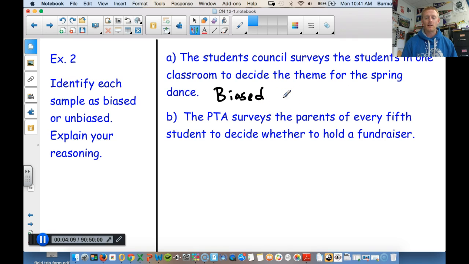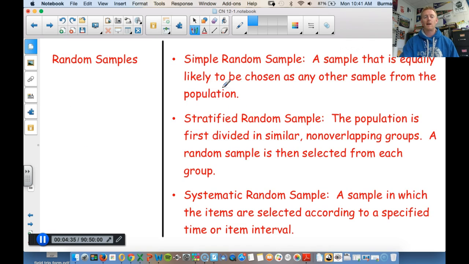Now, part B here, the PTA surveys the parents of every 5th student. So every 5th is a pretty random way to get people. So that would be unbiased. I mean, we're not looking at just specific people of a group. We're looking at just every 5th person. So that's a very random way of going about it, and you're going to find an unbiased situation there. Because we only chose this certain class, that's totally a biased idea.